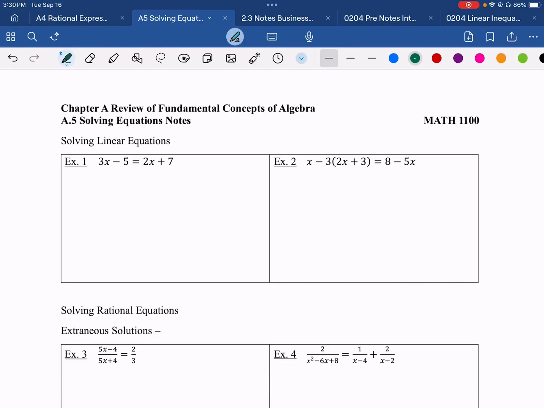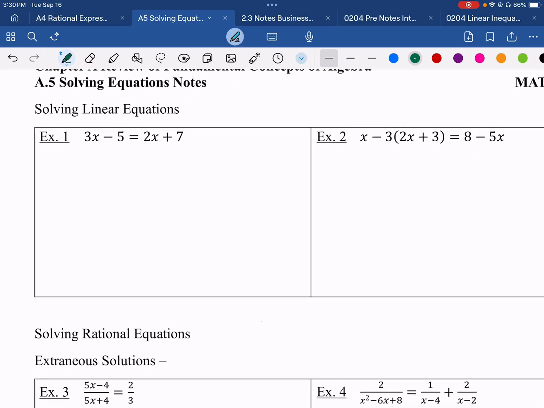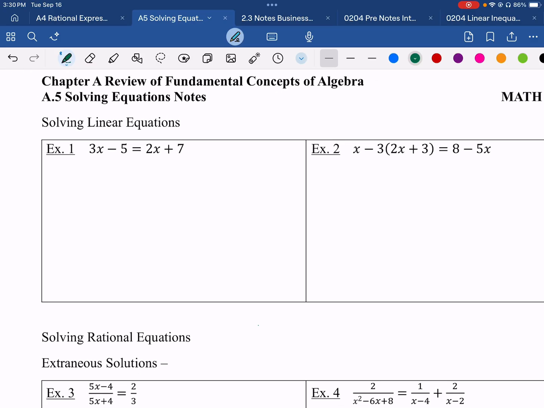Solving equation notes, solving linear equations. We will have one answer, infinitely many answers, or no answers, no solution.